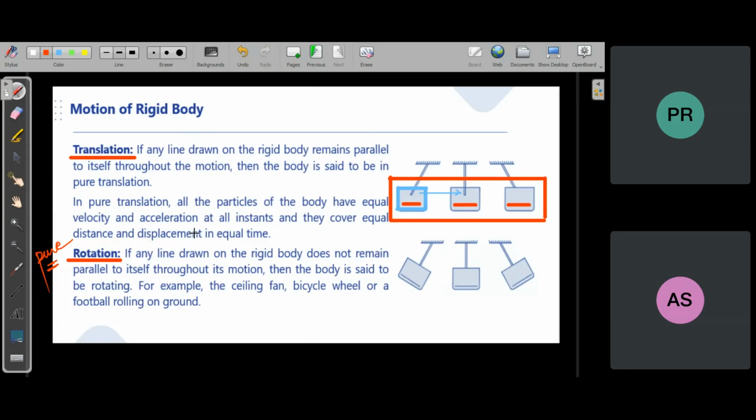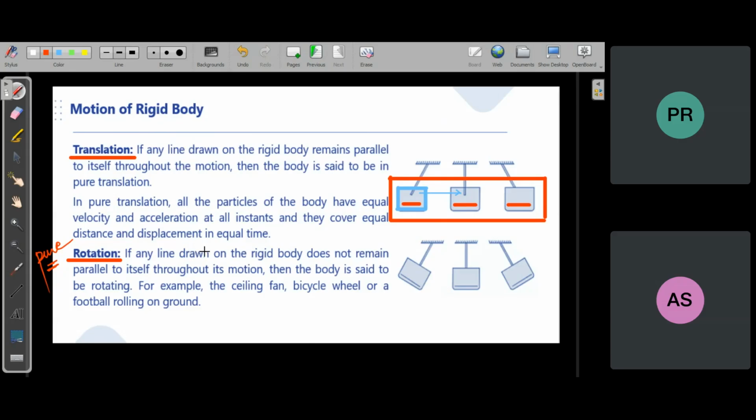Whenever a body moves in such a way that all the particles of the body go in circles of different radii, and the centers of all those circles lie on a line which we call the axis of rotation, then we say that the body is in pure rotation.